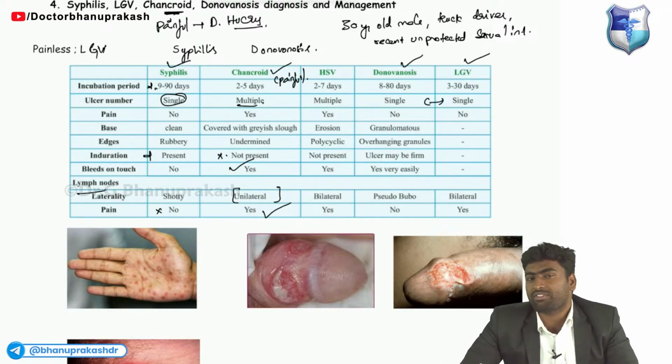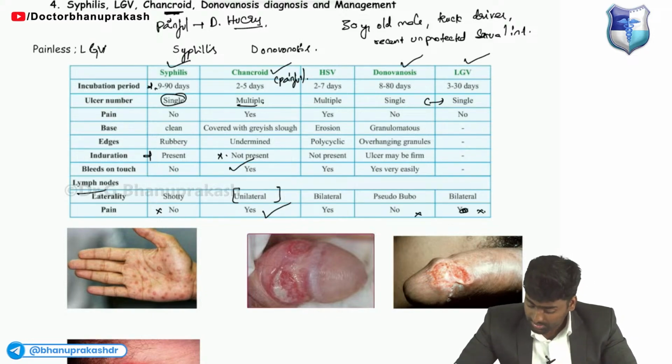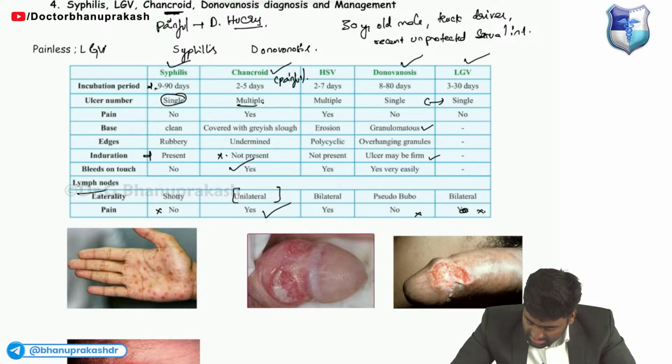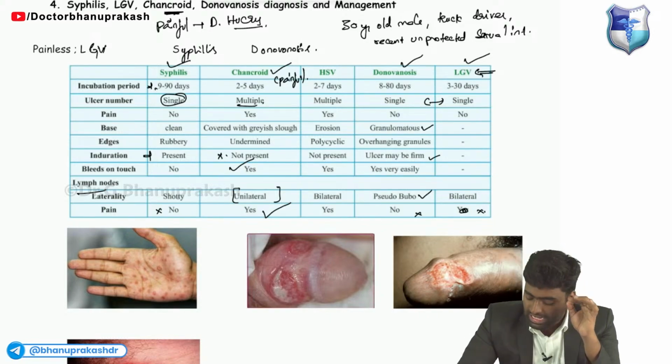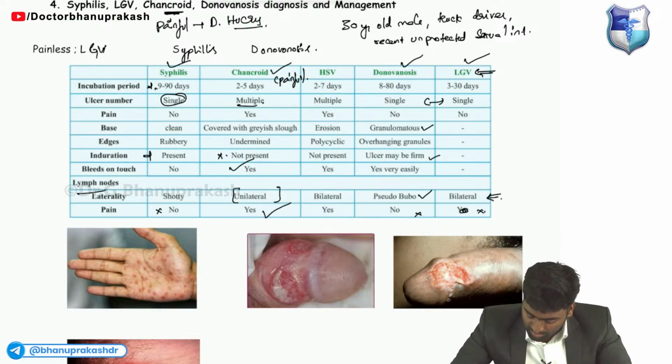Both of them will be having a single ulcer, and both of them will be almost painless in nature. Okay, here LGV also is almost painless. Remember, fine. And if you see about Donovanosis, it will be a very firm ulcer which is granulomatous in nature, and there will be association of pseudobubo. Whereas lymphogranuloma venereum will be associated with bilateral lymph node involvement.